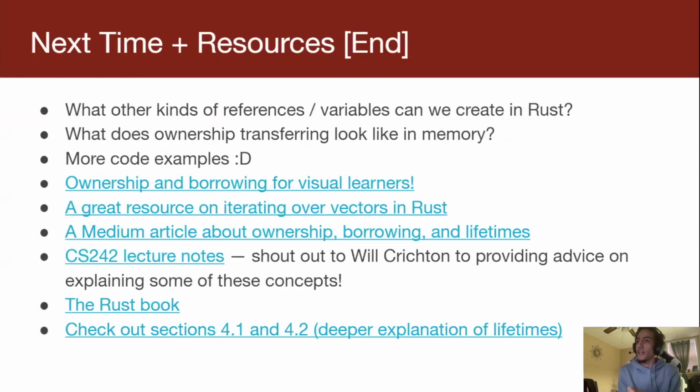But yeah, that is about it for this lecture. For next time, we'll talk a little bit more about other variables that we can make in Rust. We'll see some other memory issues that are avoided with this sort of system that we're starting to develop, and we'll take a look at some more code examples.